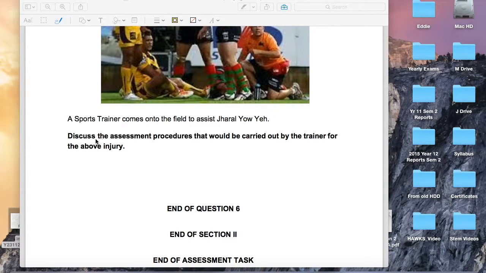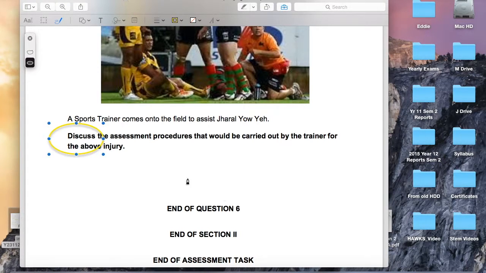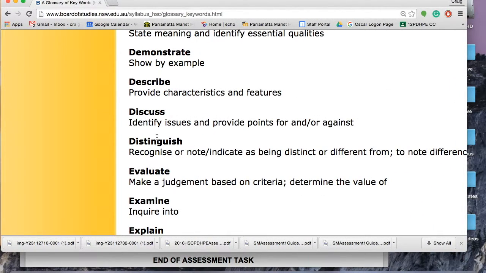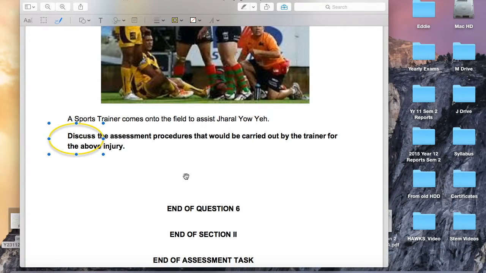In terms of the verb there, we can see that discuss is the key term. If we look at what the Board of Studies tells us with the glossary term, it's identify the issues and provide points for and or against. So there are the issues that are associated with this particular situation, and you can discuss points for and or against, so you can pick either way that you wish to go.